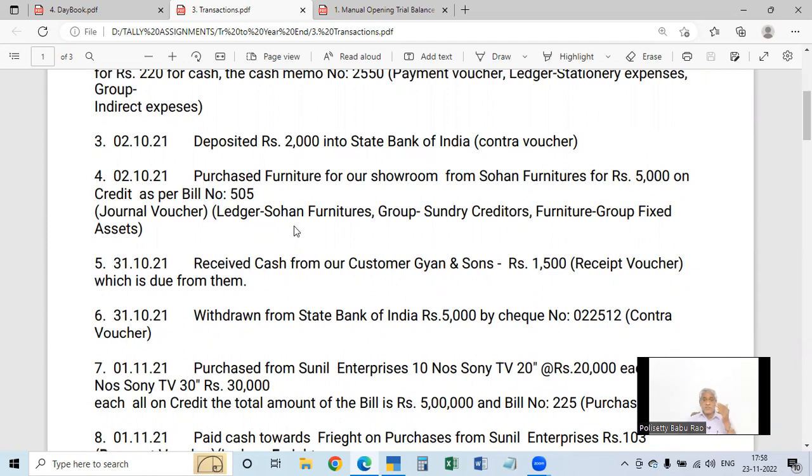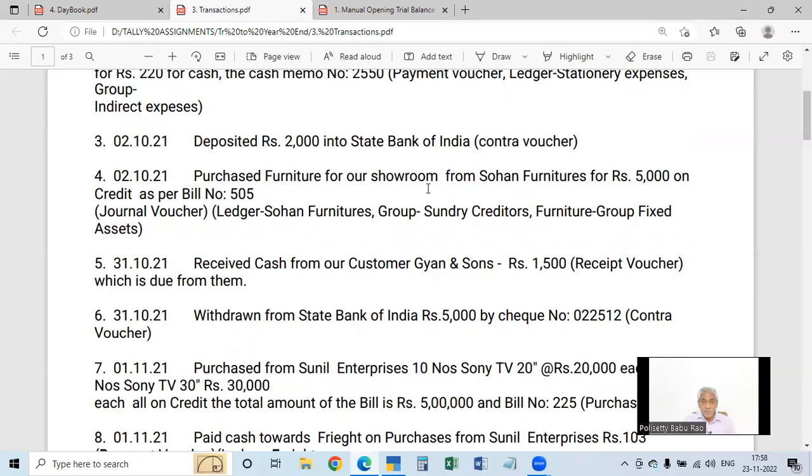So we purchased stationery. When you purchase stationery on credit, it is not goods, so you cannot enter it in the purchase voucher. And we are not paying cash, so we cannot enter it in the payment voucher either. That is why the purchase or sale of anything other than goods should be entered in the journal voucher.